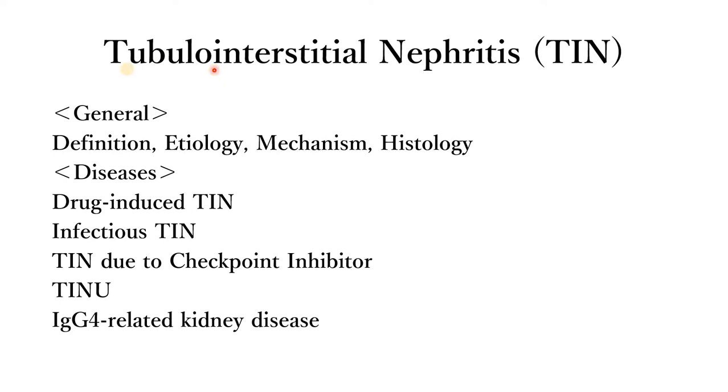Okay. So I'm going to talk about the general stuff first, which is definition and etiology, mechanism, and histology. And second, I will give a summary of several diseases, including drug-induced TIN, infectious TIN, checkpoint inhibitor-induced TIN, and also TINU, tubular interstitial nephritis with uveitis, and also IgG4-related kidney disease.